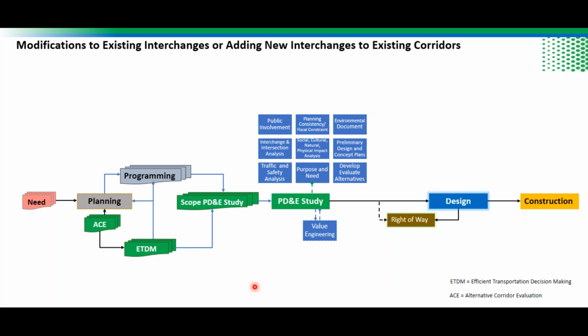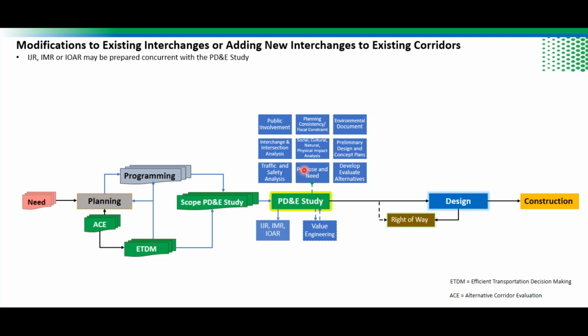Okay, so modification to existing interchanges or adding new interchanges to existing corridors. Again, the PD&E process is not changing, it is the same. Why I'm saying it's not changing is because of the question of how we address the other 6 points. All those 6 points, we have been doing them in the past and we'll continue to do them. We'll continue to document them appropriately.